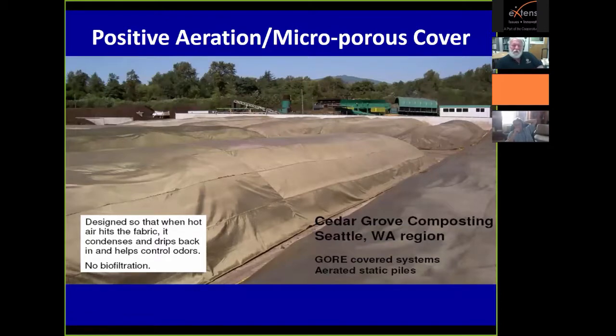This is the Gore micro-porous fabric. This is a very low micron mesh. It barely emits, just sized to emit water vapor and nothing else. What happens is odors are trapped in the layer of moisture that builds up on the underside of the fabric. Odors are absorbed into that moisture layer and drip back into the pile to help control odors. And these are anchored down with weights.